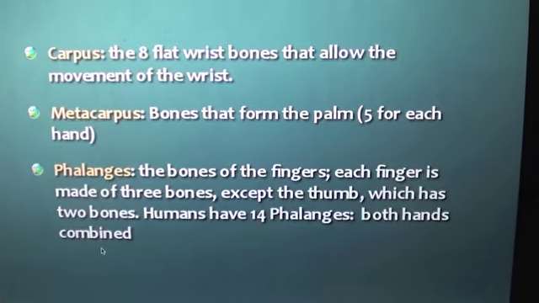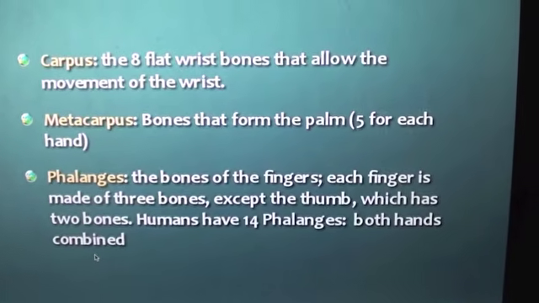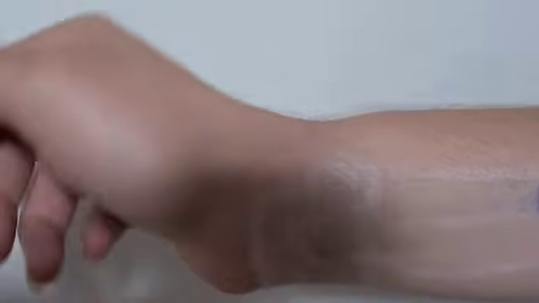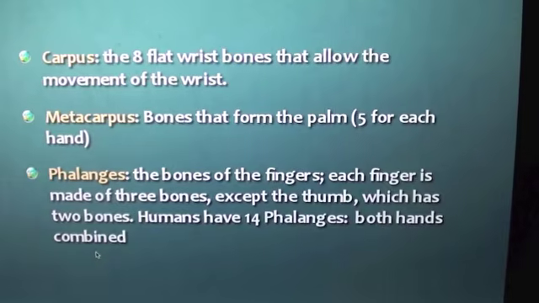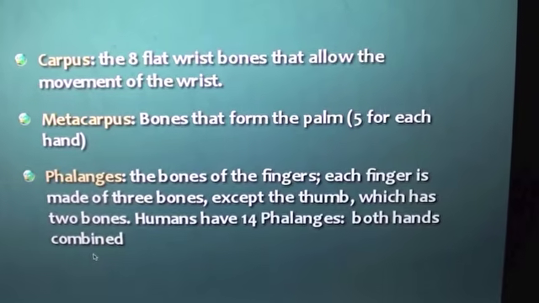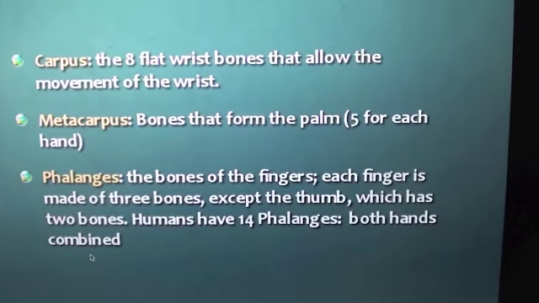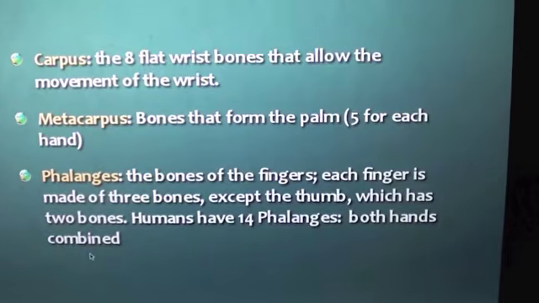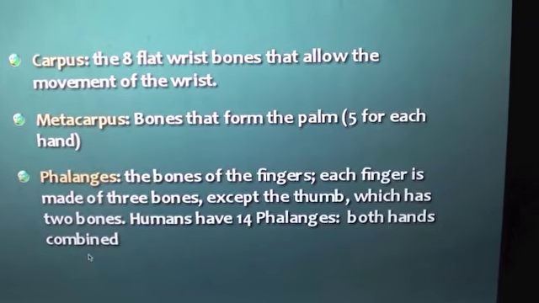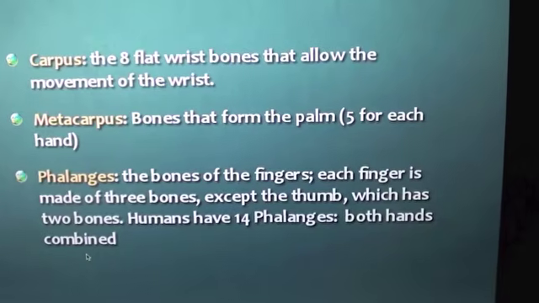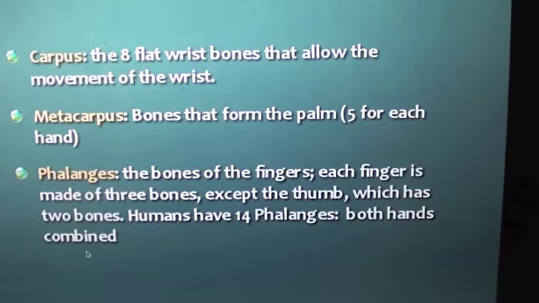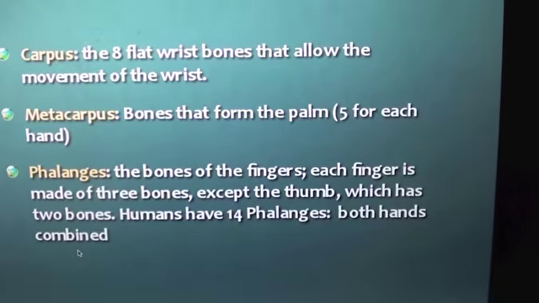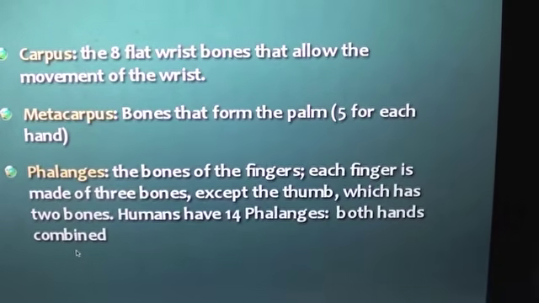Carpus, the 8 flat wrist bones that allow the movement of the wrist. Metacarpus, the bones that form the palm, 5 for each hand. Phalanges, the bones of the fingers. Each finger is made of 3 bones except the thumb, which has 2 bones. Humans have 14 phalanges in each hand.